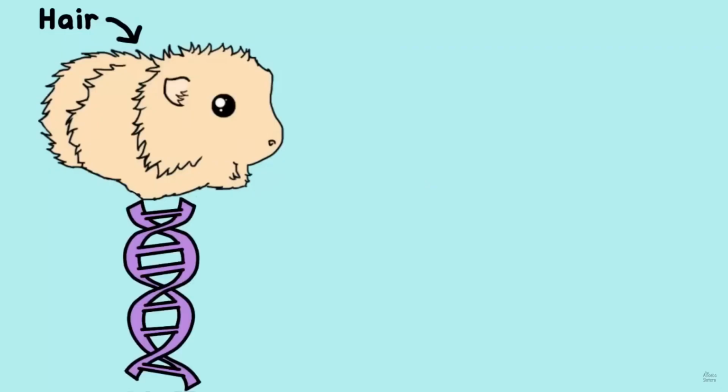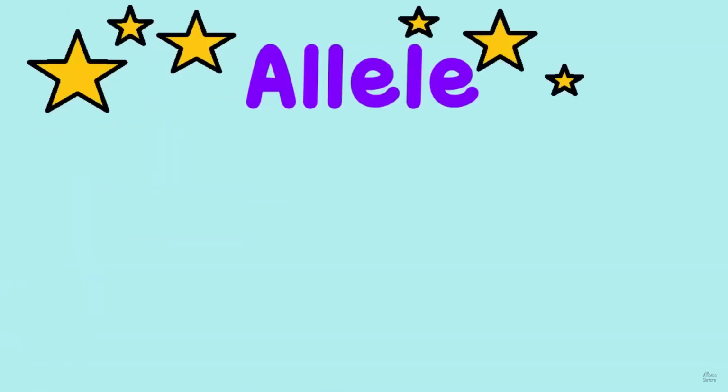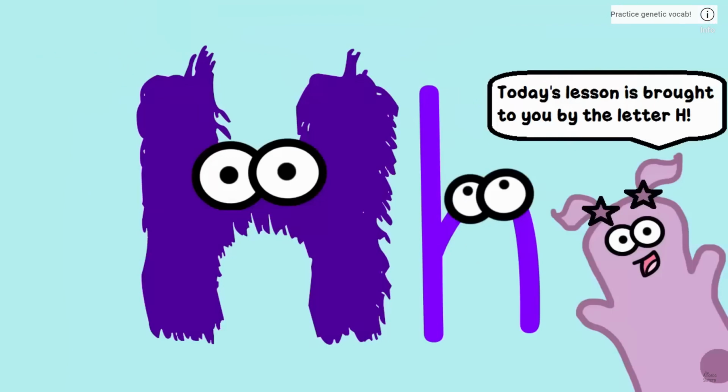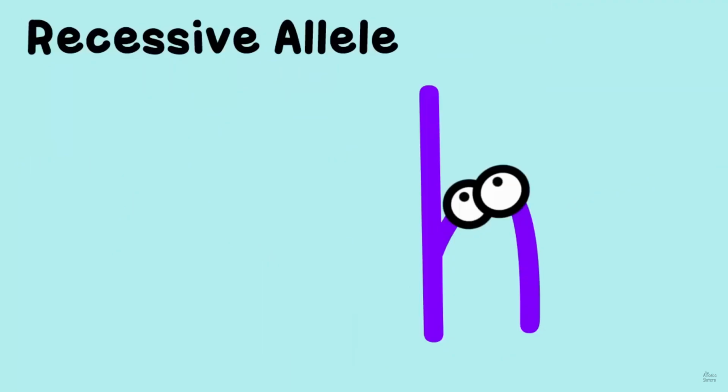This is because of their DNA. DNA makes up genes, and the guinea pigs received genes from both their mother and their father. An allele is a form of a gene and often represented by a letter. In this case, we'll use the letter H for hair. A hairless guinea pig has two recessive alleles for the trait of having or not having hair. A recessive allele is usually represented by a lowercase letter.